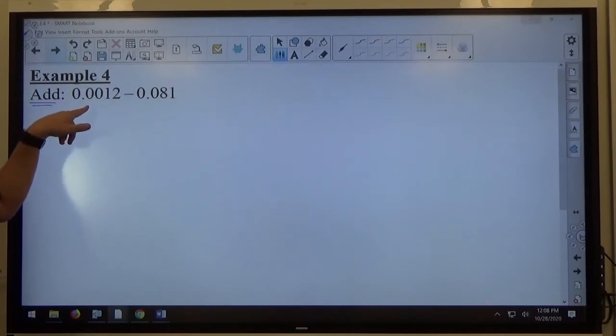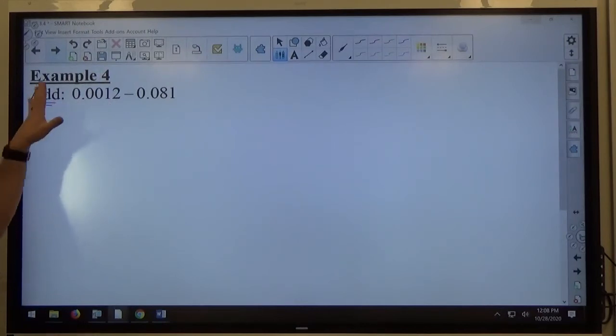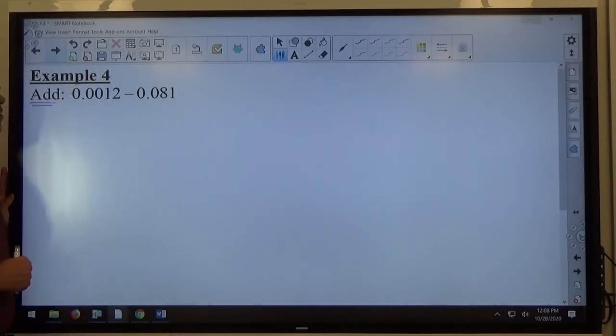This is positive 0.0012, that's negative 0.081. They're exactly what they should be as written, right? So I'm ready to go immediately. Should I add these or subtract these? Subtract. Subtraction, I got to do big minus small.